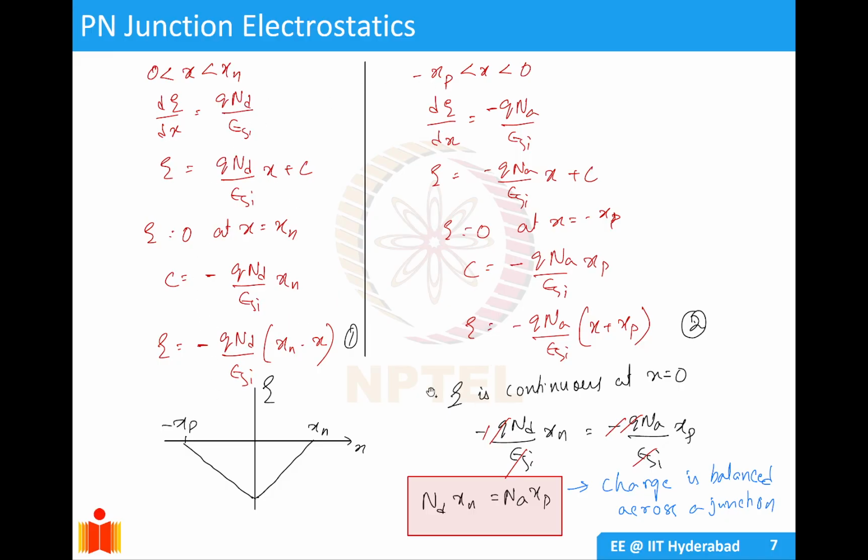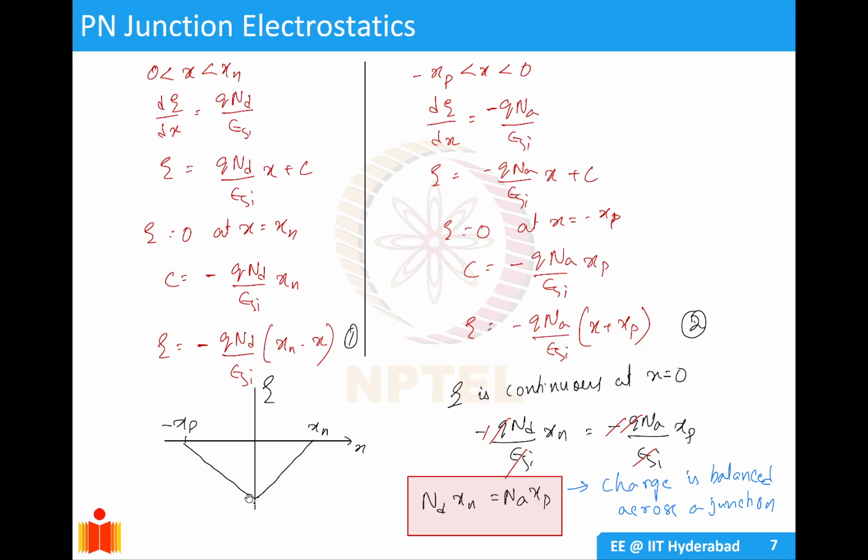These are the calculations you can do. You will get the equation electric field equals minus q Nd by epsilon Si times (xn minus x), and minus q Na by epsilon Si times (x plus xp). So you put that here, you will get the electric field like this, and you will see that the electric field is continuous at x equals 0. So you cannot have a discontinuous electric field for this type of junction.